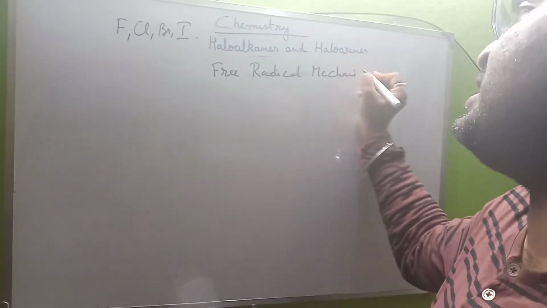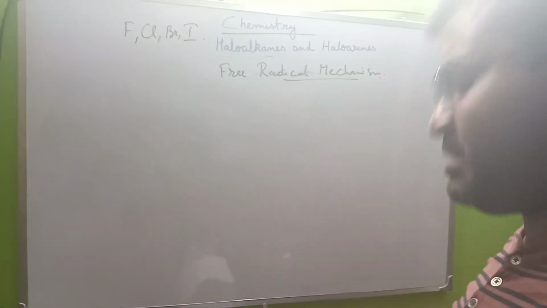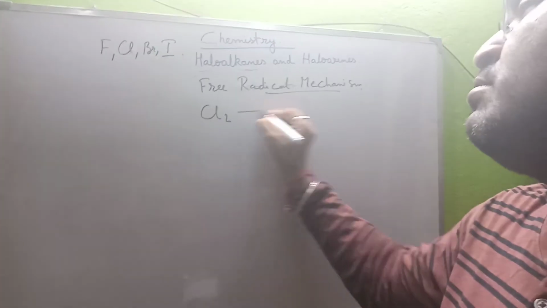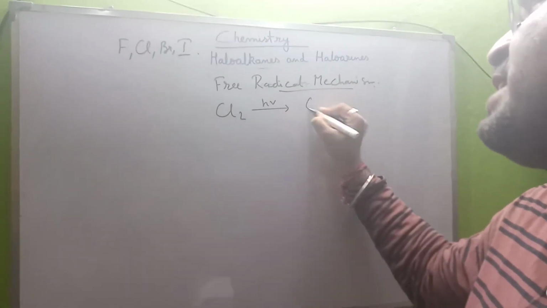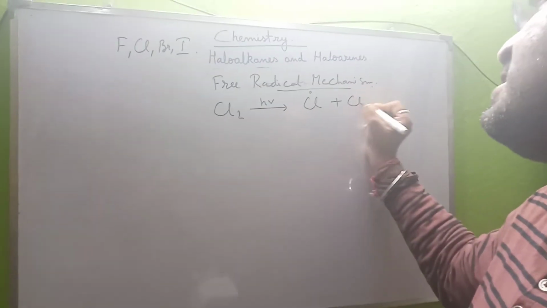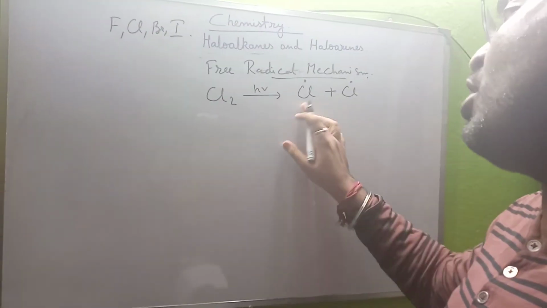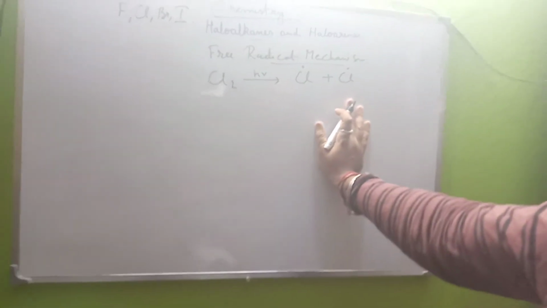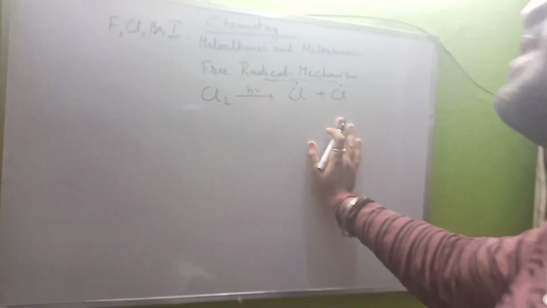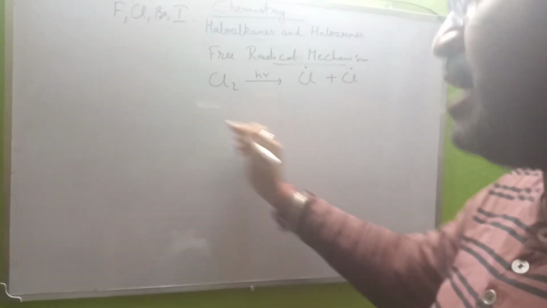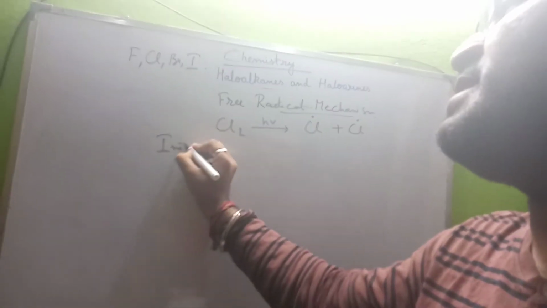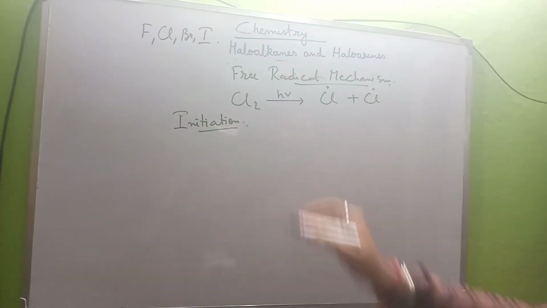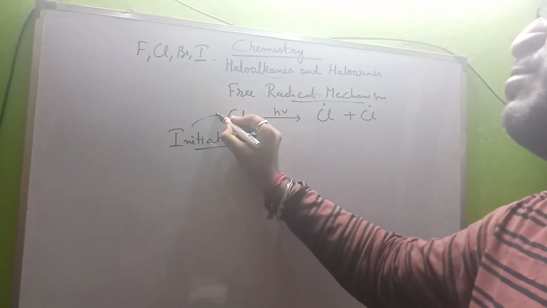In class 11 we have studied that, take for example Cl2, under diffuse sunlight it forms Cl and Cl, free radicals, and we all know that free radicals are highly reactive and they have a very strong tendency to break single bonds. Now let us see our initiation process. This is the initiation step.